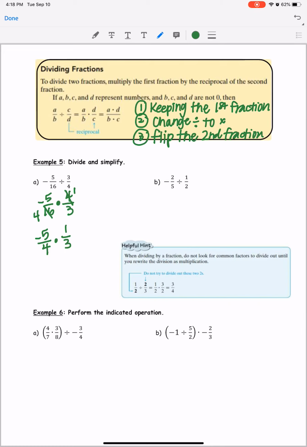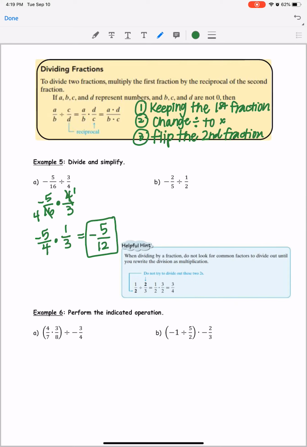So multiply straight across. Well, first off, we've got negative times positive. So that does mean this is negative. But then multiply straight across. 5 times 1 is 5. And 4 times 3 is 12.